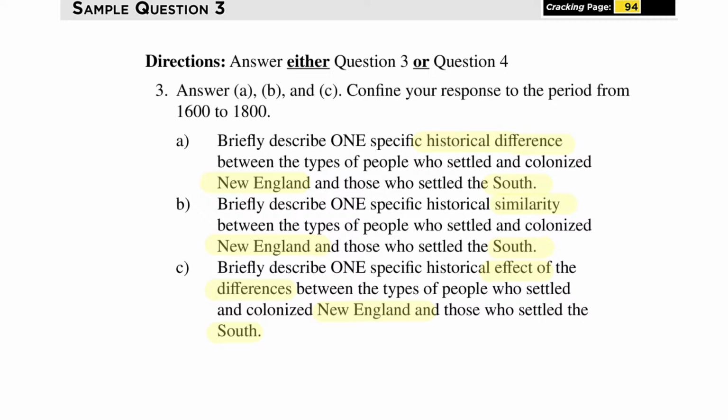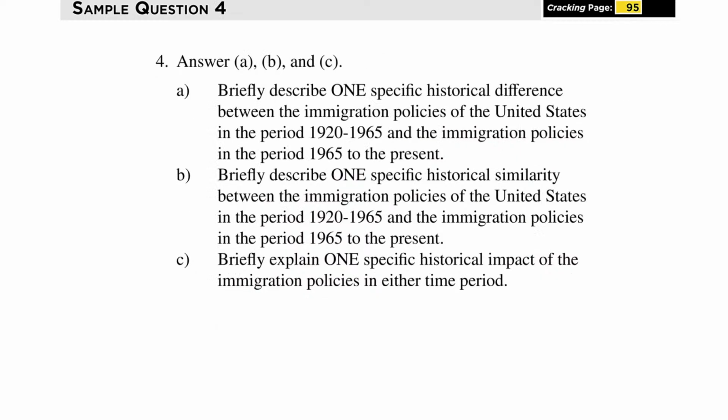Now let's compare that with question 4. Maybe question 4 will be closer to your knowledge base, maybe not. So here we have question A. Briefly describe one specific historical difference between the immigration policies of the United States in the period 1920 to 1965 and the immigration policies in the period 1965 to the present. Question B, one specific historical similarity between the immigration policies of 1920 to 1965 and 1965 to the present. And then question C, one specific historical impact of the immigration policies in either time period.